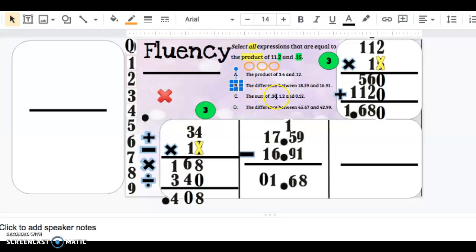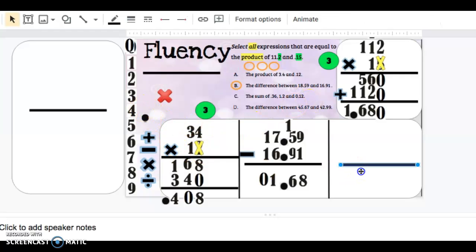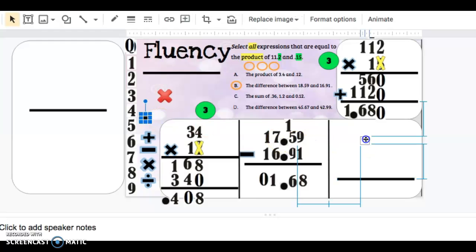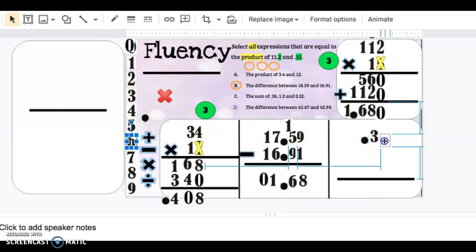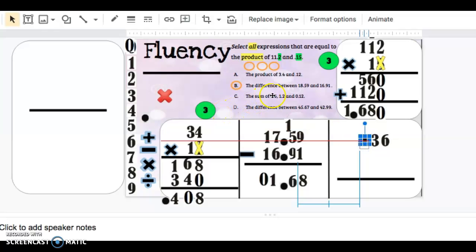The sum of 0.36, 1.2, and 0.12. So sum means to add. So we're going to add both those up. I'm going to drop my line a little bit lower. And we're going to add. So I put my decimal point, 0.36. We're going to bring these down. And then I have 1.2.